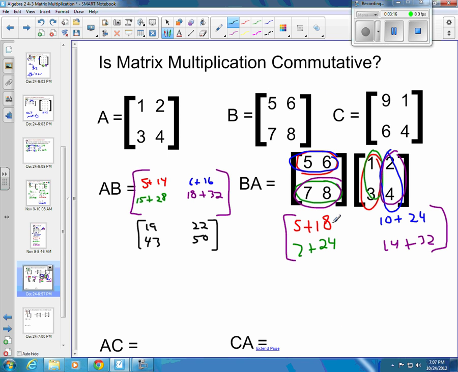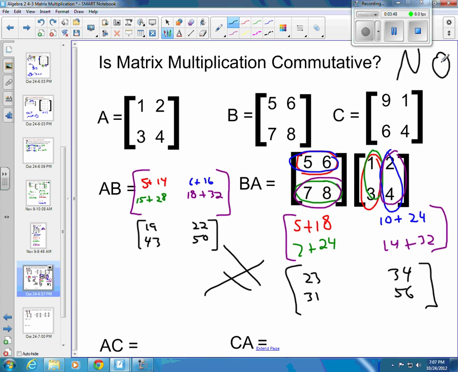And so 5 plus 18 would be a 23, and we needed 19. 10 plus 24 is 34, and we wanted 22. This was a 7 plus 24, which is a 31. We're looking for 43. And 14 plus 32 would be 46. So we don't have a single element that made it the same. So these two things are not equal. And so is matrix multiplication commutative? The big answer here is no.